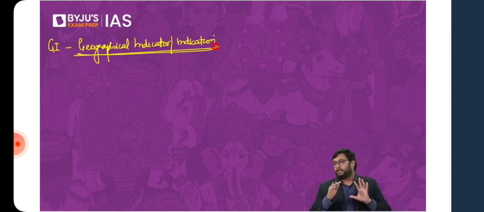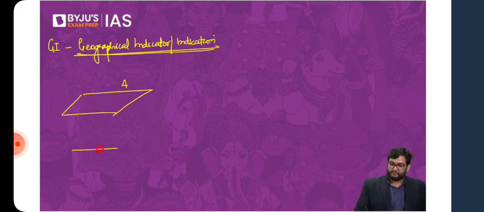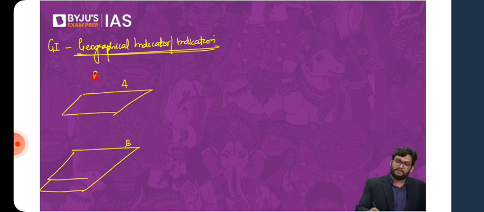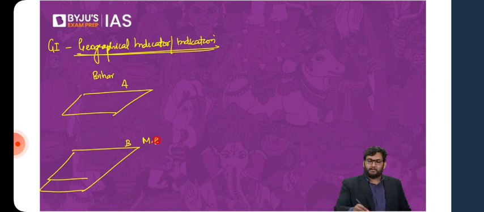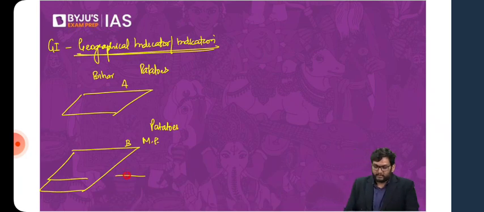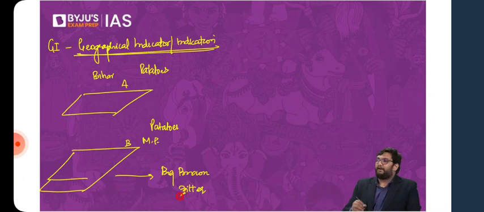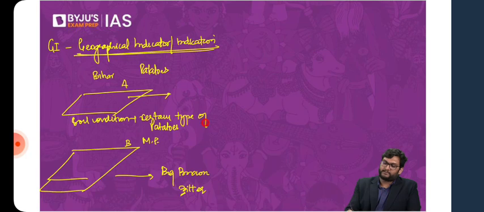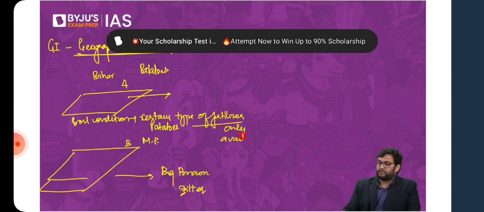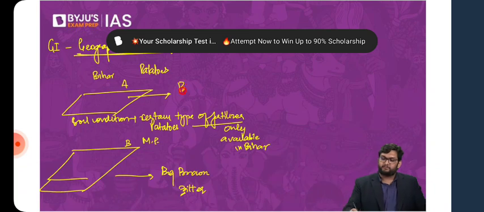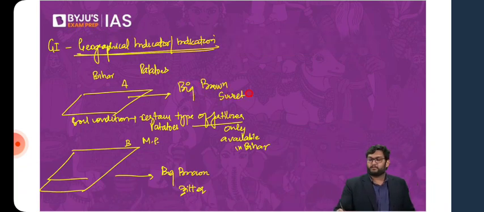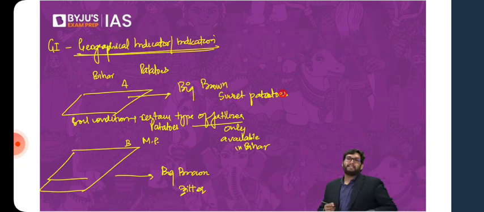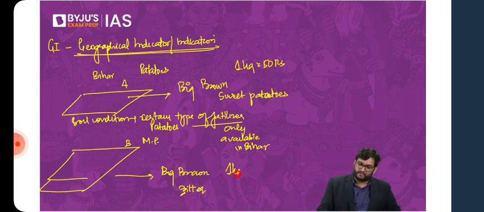For example, there are two farmers, A and B. A is producing in MP, B is producing in Bihar. A produces potatoes, B also produces potatoes. However, A produces potatoes which are big, brown, but are bitter. Whilst B, because of the soil condition, plus a certain type of fertilizer which they use, which is only available in Bihar, also produces big, brown, but very sweet potatoes. Now, in the mandi, this goes for 1 kg 50 rupees. This also goes for 1 kg 50 rupees. And in the mandi, it will get mixed.